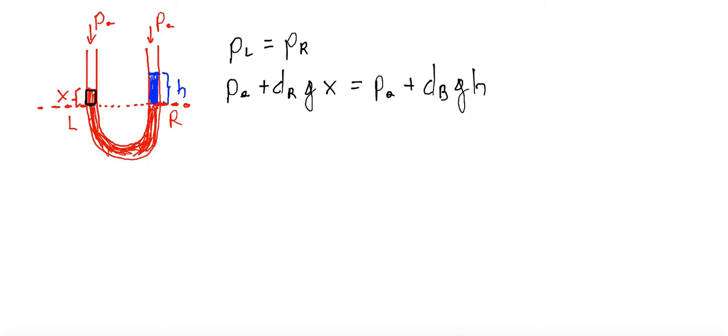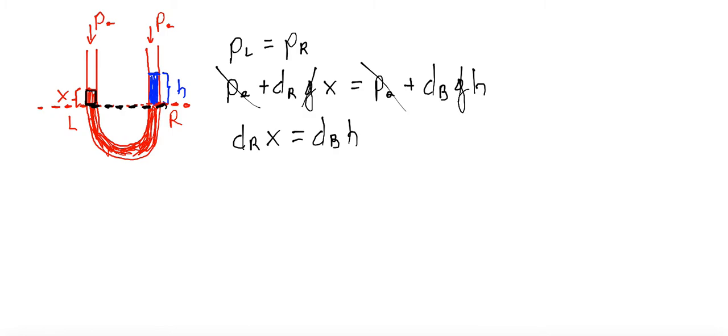h. Of course, we can cross out P atmospheric, we can cross out g, and we have a simple relation that the density of one liquid times the height of the column of this liquid must be the same as the density of the other liquid times the height of the column of this other liquid. Of course, these heights x and h should be measured from the same level. So this is one of the applications of using hydrostatic pressure.